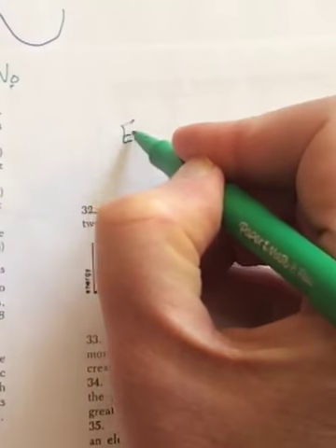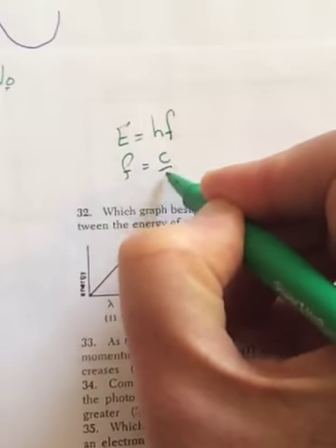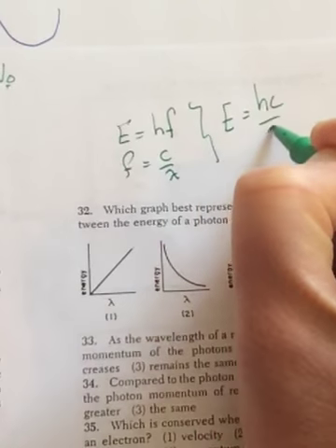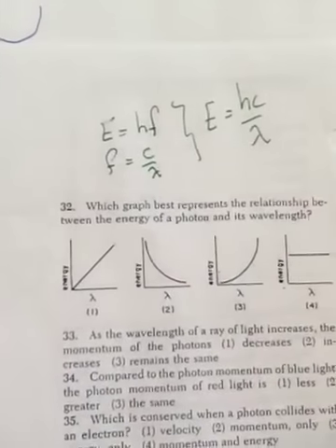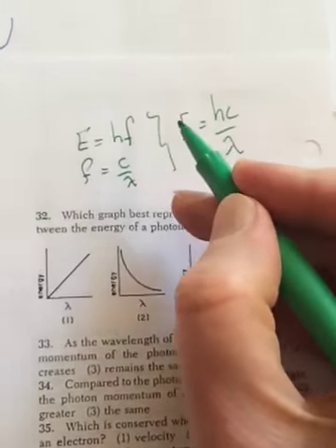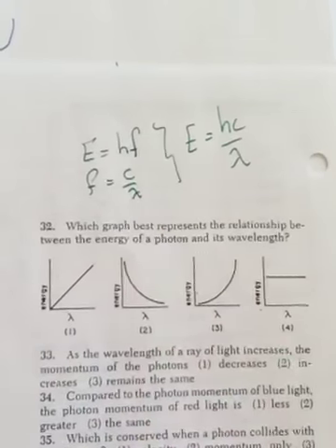Okay, so, I'm just trying to get this. So we know E equals hf, and we know f is equal to c over lambda. So E is equal to hc over lambda. So they're inversely proportional. So as lambda gets bigger, E should get smaller, and that would be choice 2.